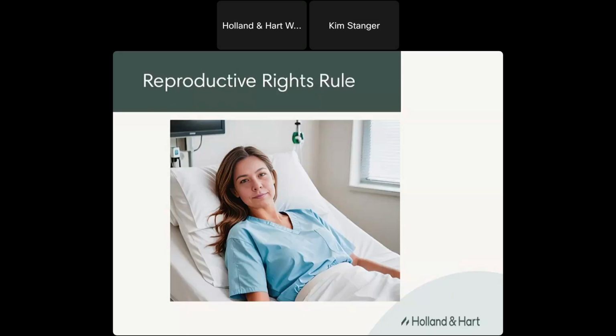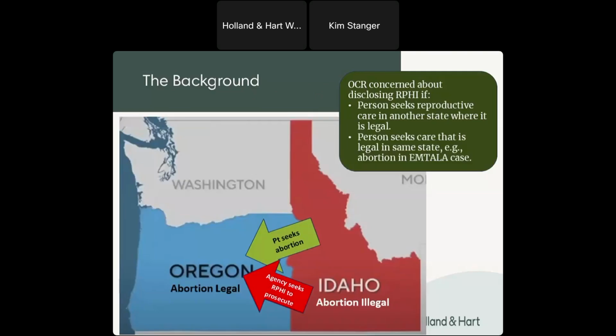All right, let's talk about the new reproductive rights rule. This took effect late last year, and as far as we know, it's still in effect. To be honest, I thought the new Trump administration would probably get rid of this by now, but it's still on the OCR's website. So technically, it looks like you still have to comply.